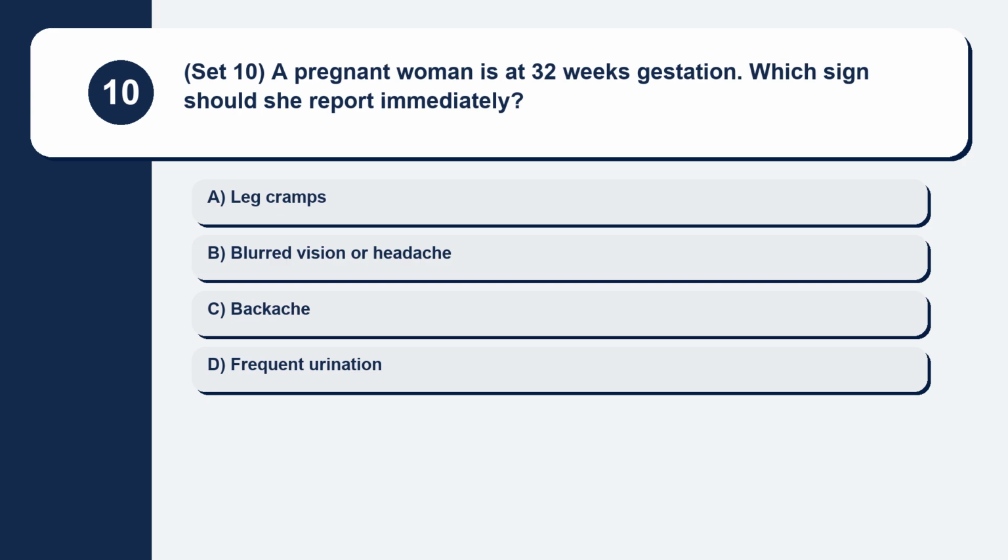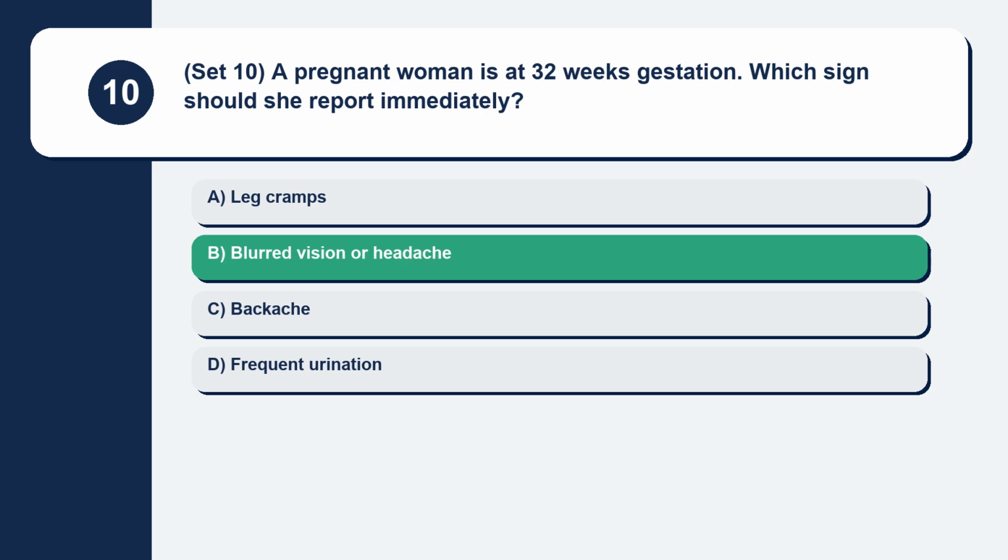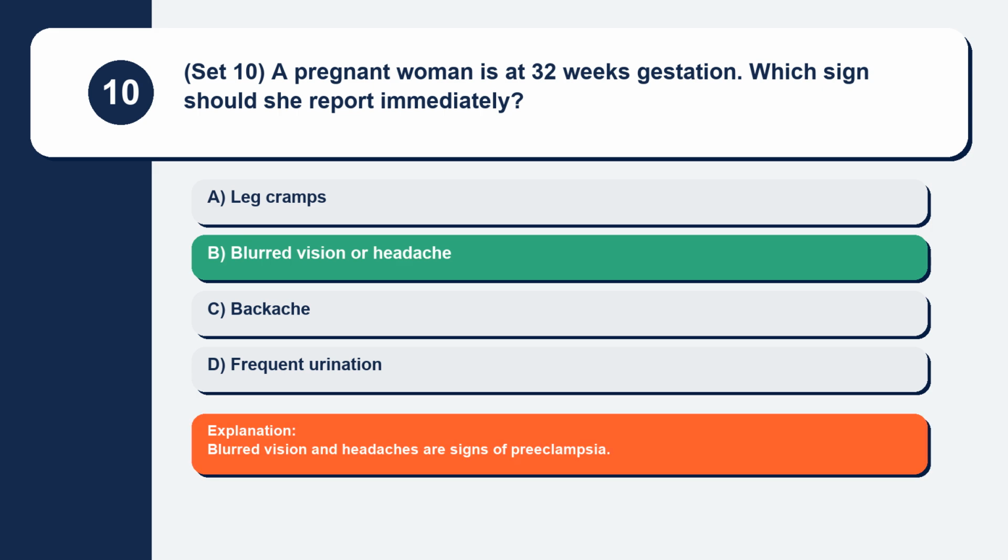Question 10. Set 10. A pregnant woman is at 32 weeks gestation. Which sign should she report immediately? Leg cramps, blurred vision or headache, backache, frequent urination. Blurred vision and headaches are signs of preeclampsia.